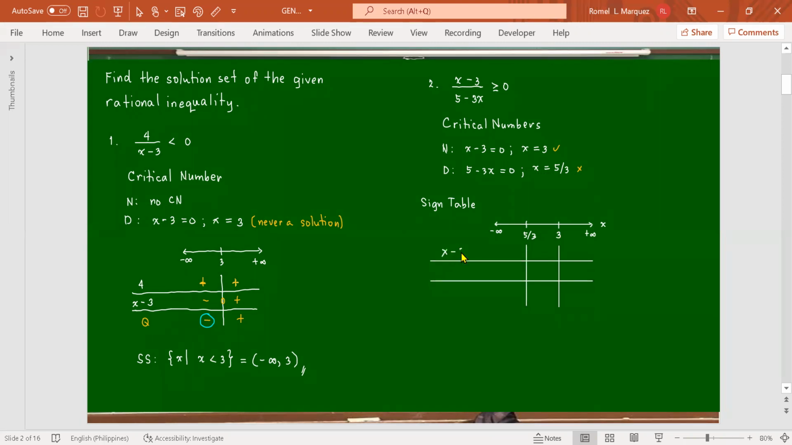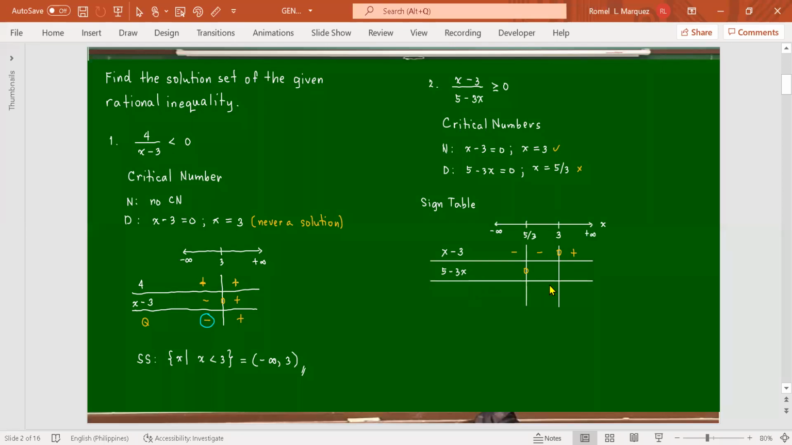In the numerator, x minus 3. In the denominator, 5 minus 3x. Take note that the coefficient of x in the second expression is negative. So, you should know the rule, no? So it is 0 here. X minus 3 is 0 when x is 3. So for the first expression, to the right of this 0 mark is positive. To the left of the 0 mark, that is negative.